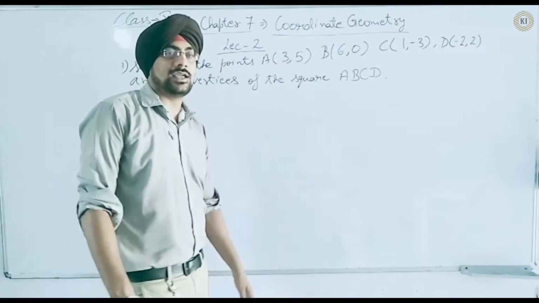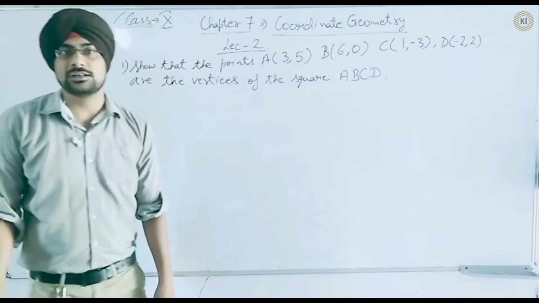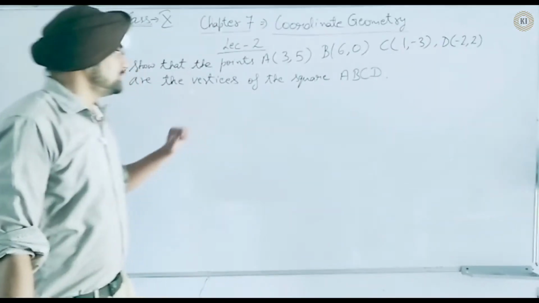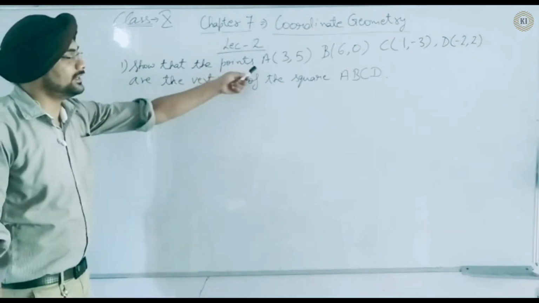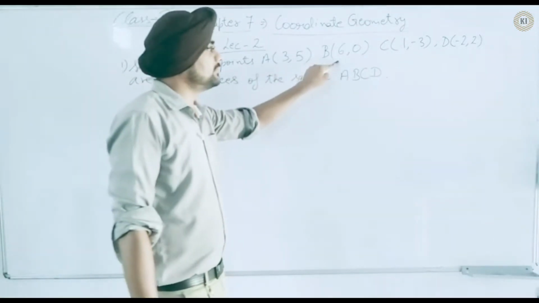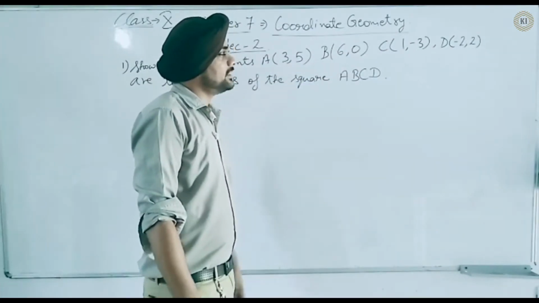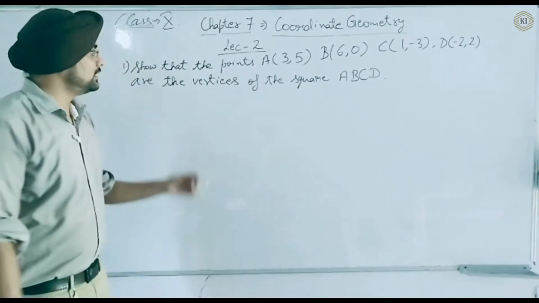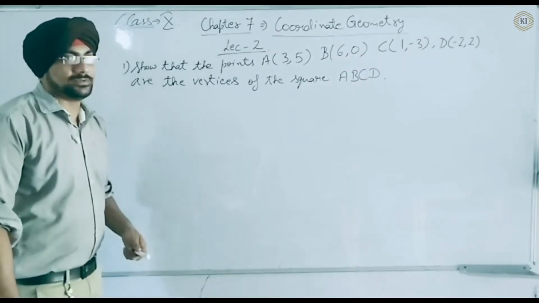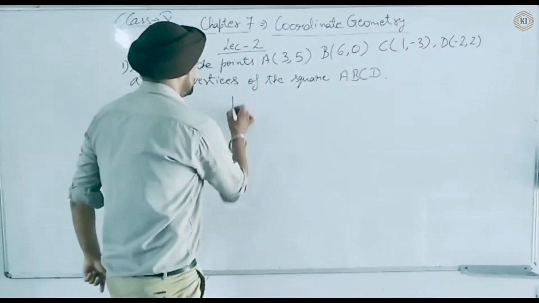That is (x2 minus x1) whole square plus (y2 minus y1) whole square. See, this is the question. Show that the points A(3, 5), B(6, 0), C(1, minus 3) and D(minus 2, 2) are the vertices of a square ABCD. Now see here, this is a square.